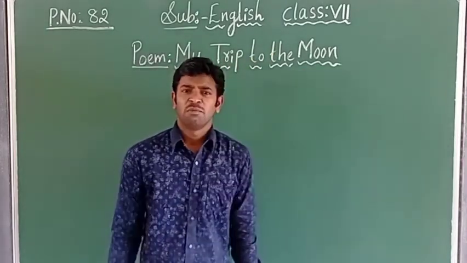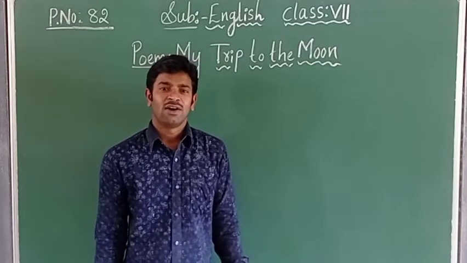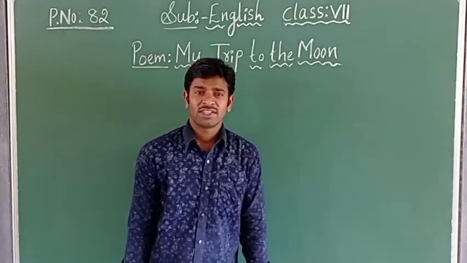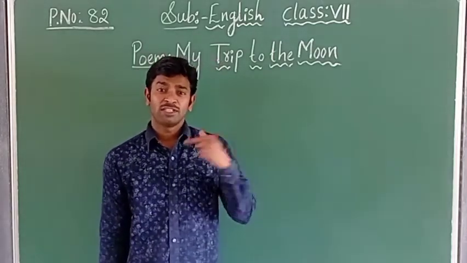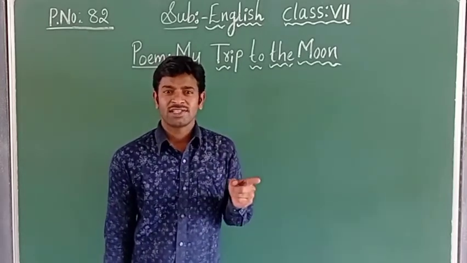What is the moon, children? The moon is a natural satellite. It is one satellite. Now, what is the earth? Earth is a planet. Did you get the differentiation, children? Earth is the planet on which we are living. The moon is the natural satellite.